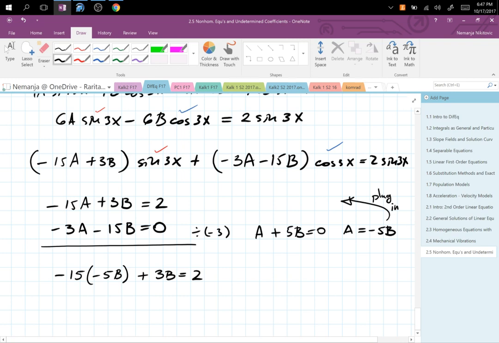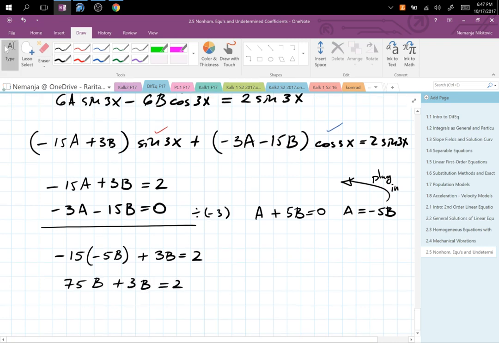Negative 5 times this is negative 25b, plus 3b equals 2. So that's negative 22b equals 2. B equals 1 over, is 39 good enough? No one cares? Fine. And then A is equal to negative 5 over 39.